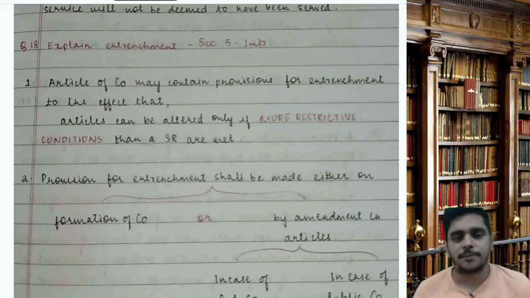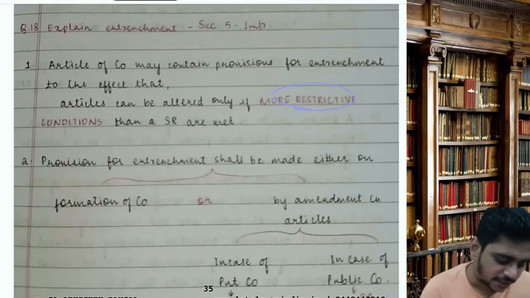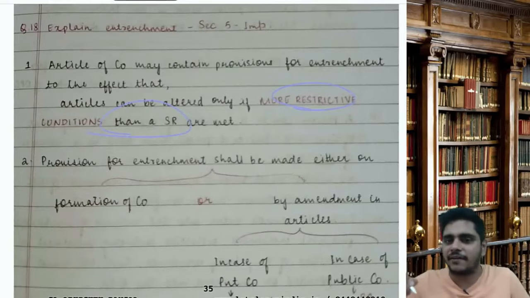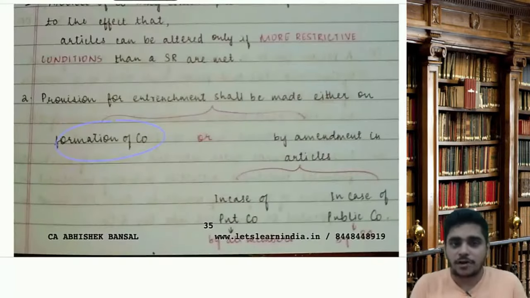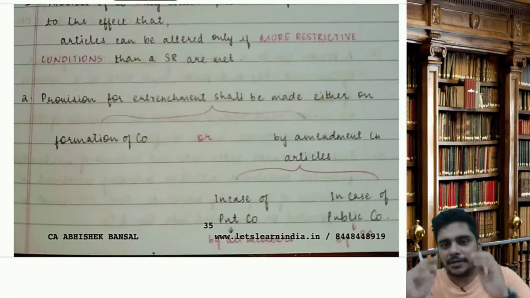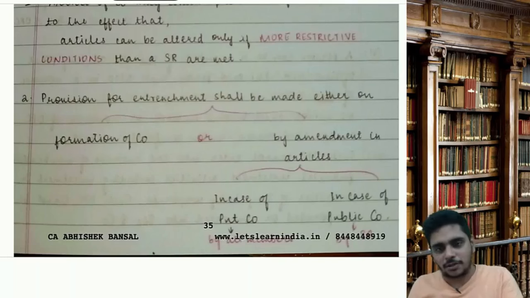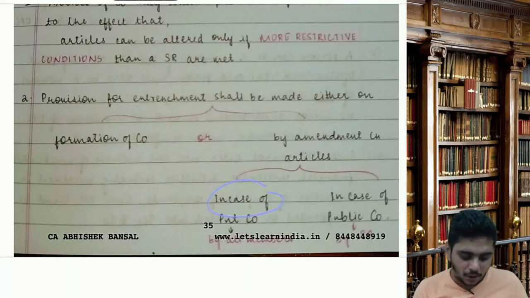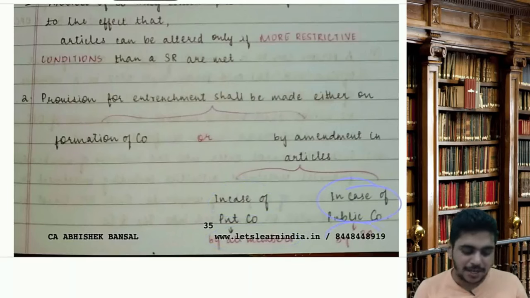The articles of a company may contain a provision for entrenchment to this effect, that articles can be altered only if more restrictive conditions than an SR are met. SR means 75%. We want to put 80%, 85%, 90%. Provision for entrenchment shall be made either on the formation of the company, when the company is incorporated, or by amendment in the articles. Either it will be from the inception, from the incorporation, or you can amend the articles later on. In case of a private company, all members' approval is required. All members means 100%. In case of a public company, SR is required.